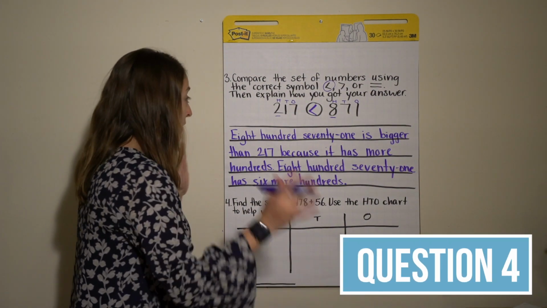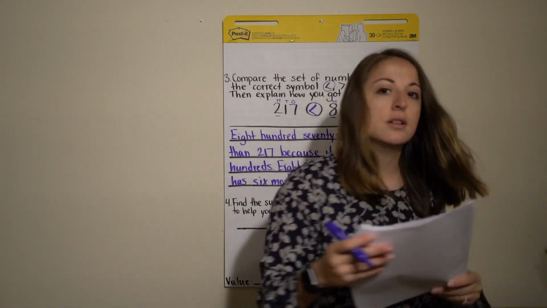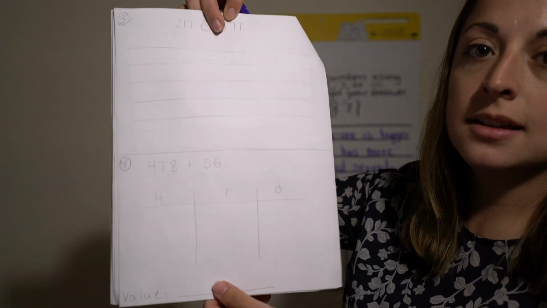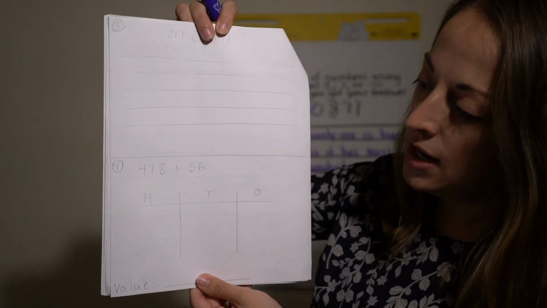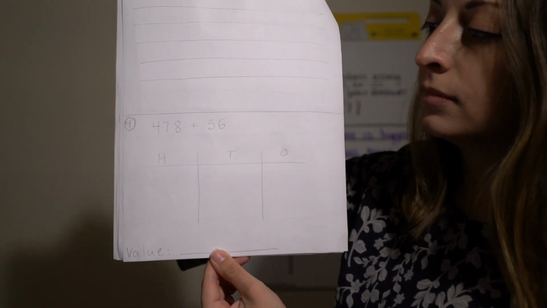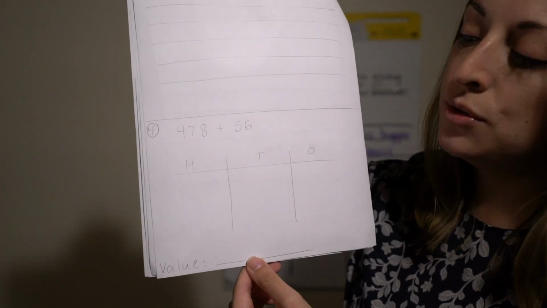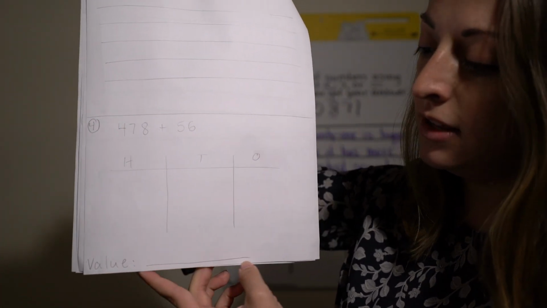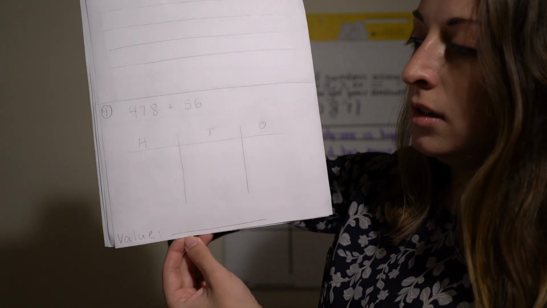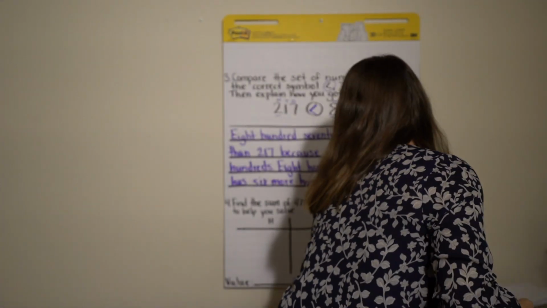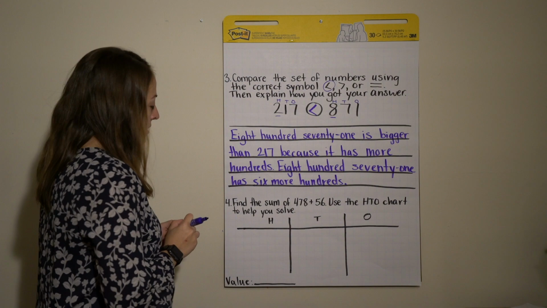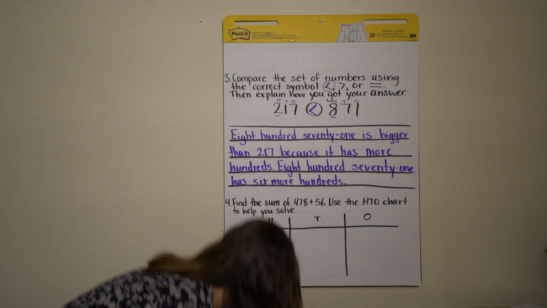Let's go on to our last question. Question number 4. At the top, you're writing 478 plus 56. And then you're doing an HTO chart. After you do your HTO chart, you're writing value on the bottom and then a blank line so you can write your answer when you're finished. Okay. Directions say find the sum of 478 plus 56. Use the HTO chart to help you solve.